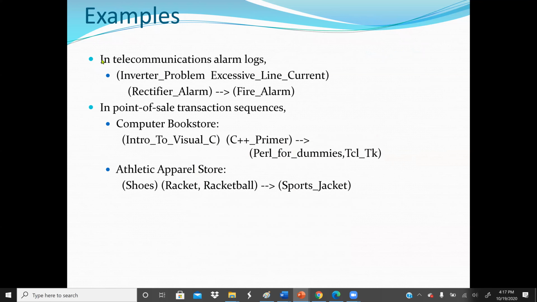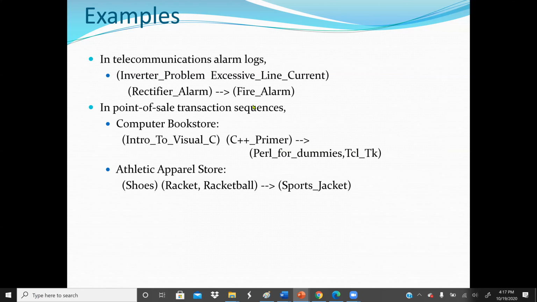So here is an example in telecommunication alarm logs. So you can see that this is very much in order. We have an example: inverter problem, excessive line current. So a rectifier alarm means we have a fire alarm.